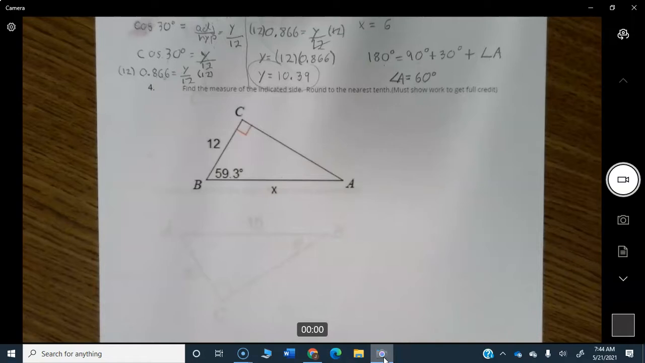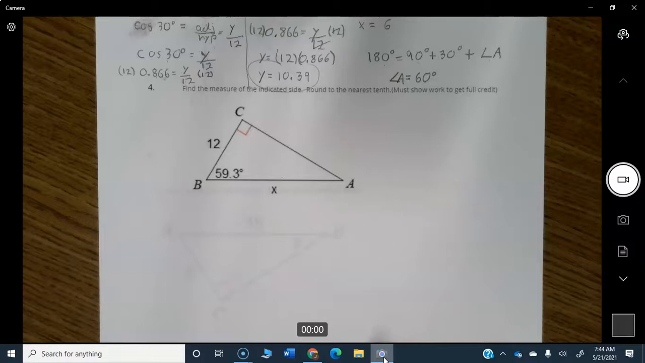So I did them in class, and now I'm doing them here. So see if you can do this one on your own. Just stop the video, and then when you're ready to check and see how you did it, come on back.